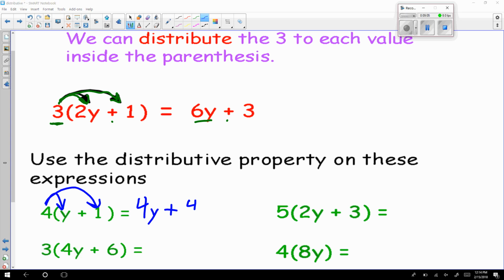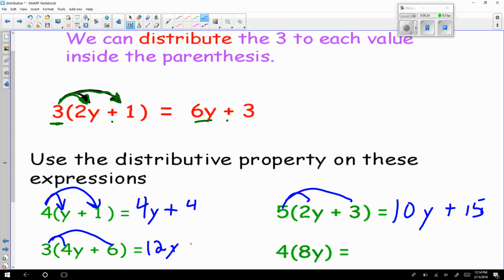Okay, so hopefully when you distribute 5, you ended up with 10y plus 15. On our next example, distribute 3, we would get 12y plus 18. And lastly, here we only have one number to distribute it to, 32y.